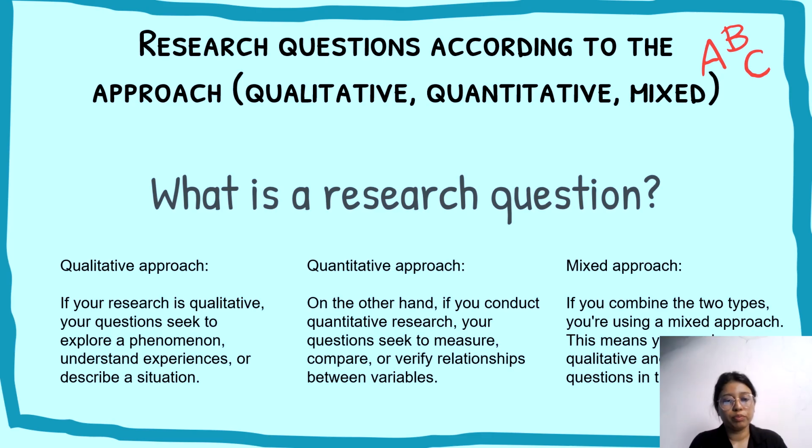Qualitative approach. If your research is qualitative, your questions seek to explore a phenomenon, to understand, experience, or describe a situation. This is not about measuring or testing, but rather about understanding. For example, how do teenagers experience social media use in their daily lives? These questions usually begin with what or how, and not why, because they don't look for direct cause.